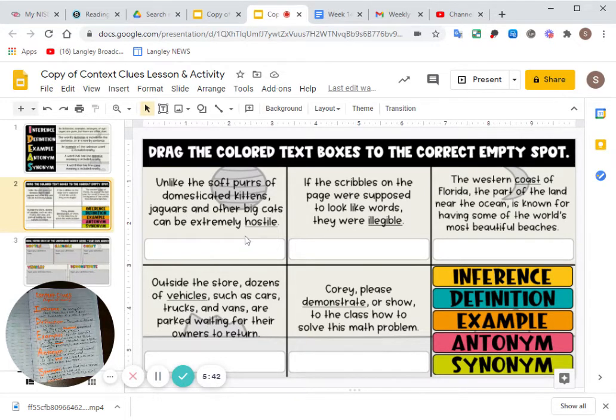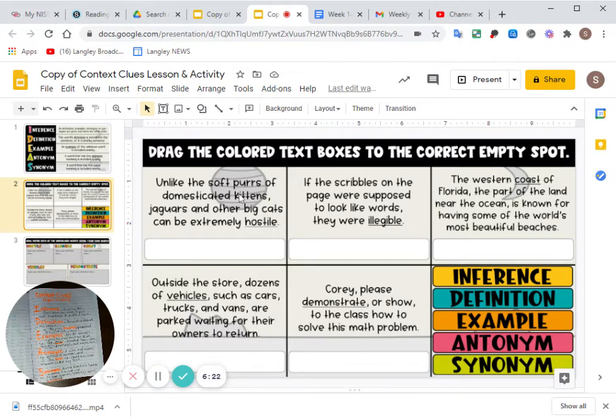Okay, so let's start with this first one in the box here. Unlike the soft purrs of domesticated kittens, jaguars and other big cats can be extremely hostile. So hostile is our unknown word. All right, we have to decide, did the author give us a definition clue, an example clue, an antonym clue, or a synonym? All right, so let's reread that sentence. Unlike the soft purrs of domesticated kittens, jaguars and other big cats can be extremely hostile.